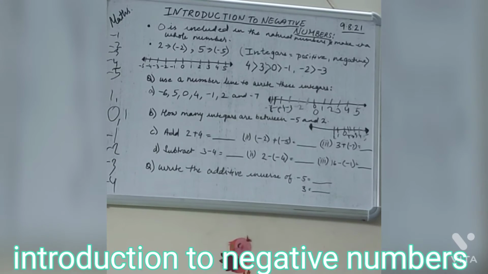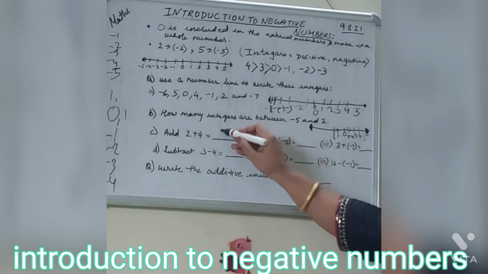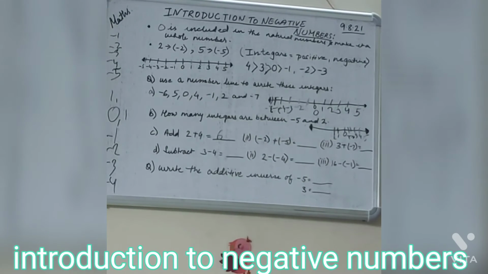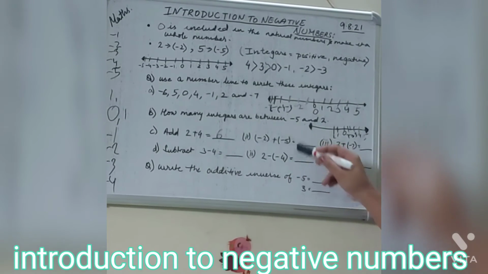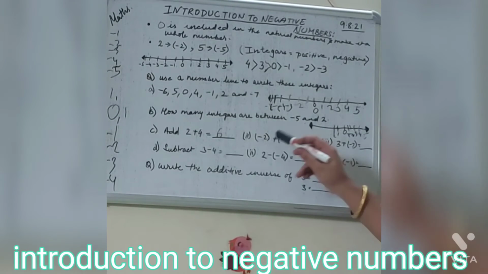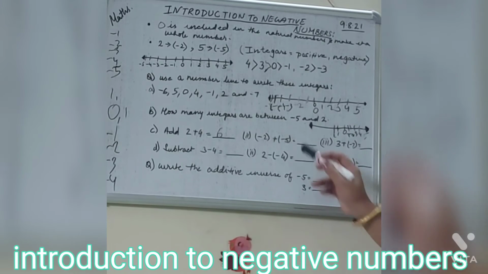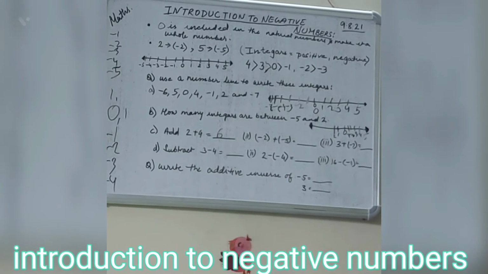Okay. Now add 2 plus 4. It's a very simple sum. 2 plus 4 is 6. But when we add -2 plus -5, these are negative numbers. So -2 and -5, first of all it is addition, right? And both have the same sign. If they have the same sign, they are always added. If they have different signs, they are subtracted.